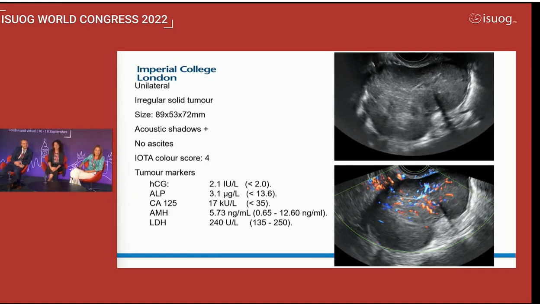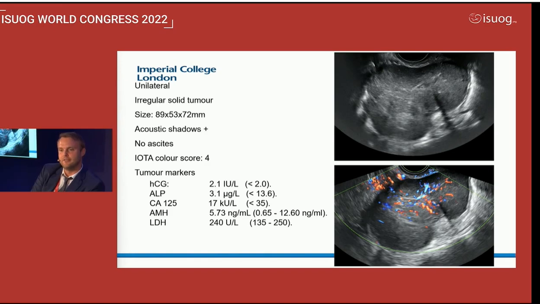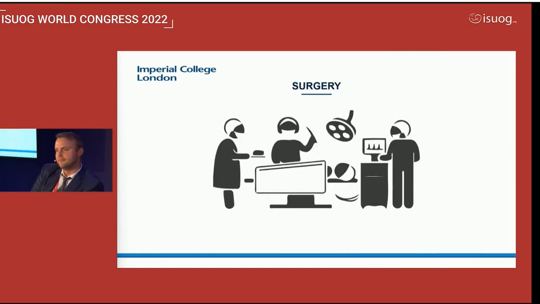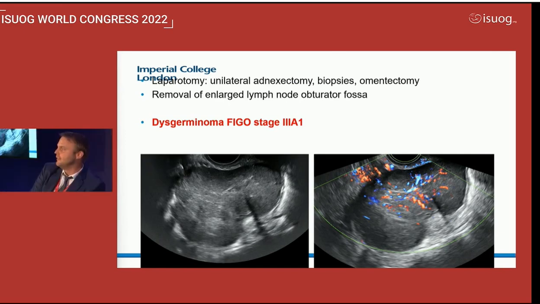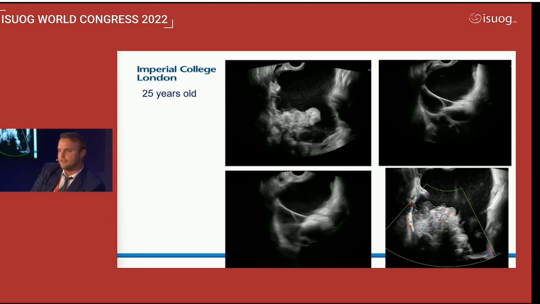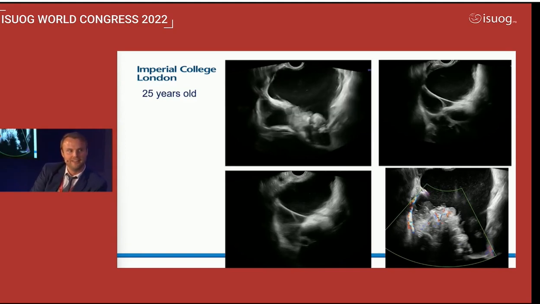So, you're right. Additional information: the patient was young, she was 25 years old, unilateral, irregular solid, 9 centimeters, with shadows. Then we had some tumor markers. You can see that there is not a lot too high, maybe HCG slightly elevated. She underwent surgery, and it was indeed a dysgerminoma. She had a 3A, and the reason was that she also had a lymph node which was enlarged and was also removed, so there was a lymph node metastasis.